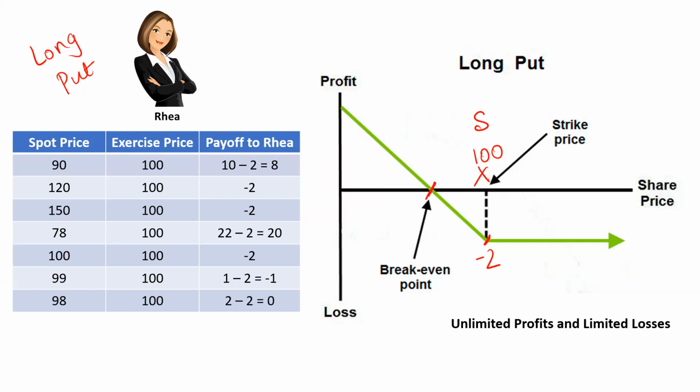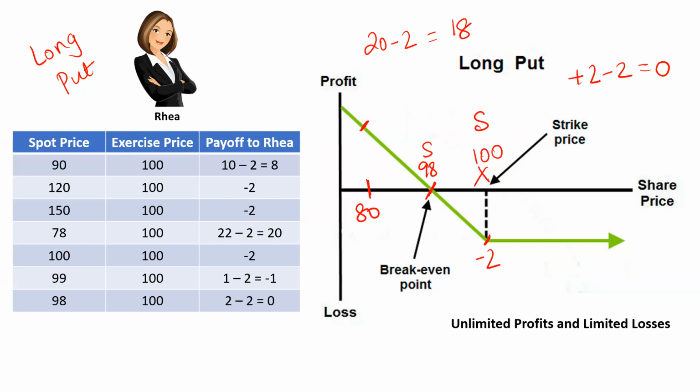If the spot price comes down to 98, then Ria is making a profit of 2, but she has paid a premium of 2. So this is the break-even point, and over here, this is a no profit, no loss situation. Let's say the price comes down to 80, then Ria will make a profit. This is going to be 20 minus the premium paid of 2. So she is going to make a profit of 18.